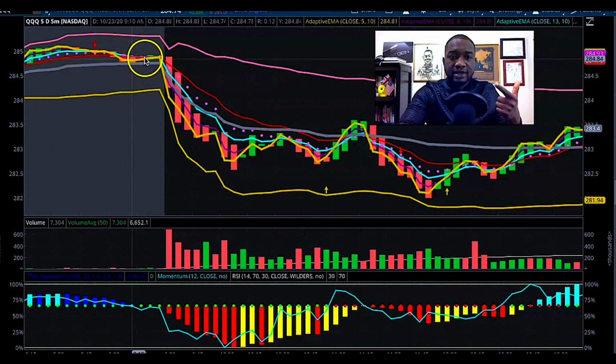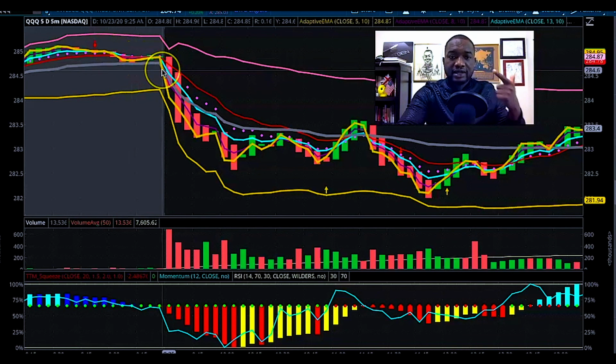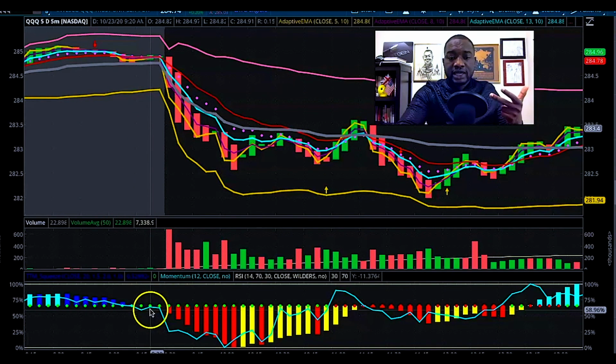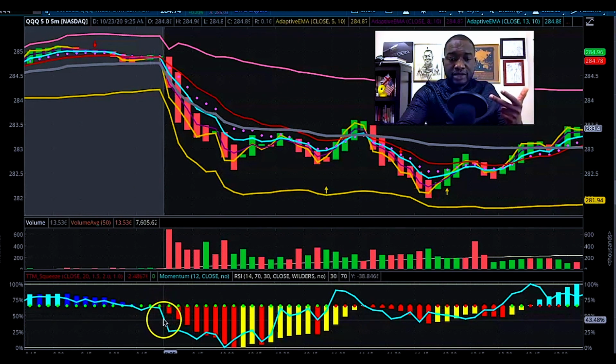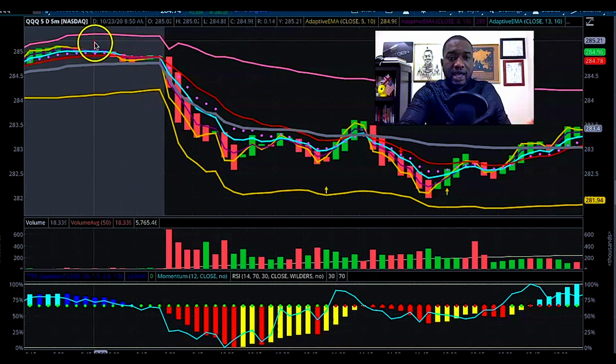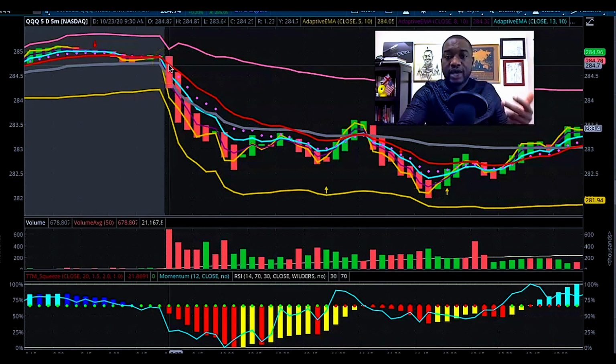Where's the EMA? This is the second thing I look at. The third thing I look at is what the TT squeeze is doing, and what the momentum is also doing, right? So as you can see, everything basically was sloping downwards. The TT squeeze right here, you see it started showing red. The momentum was basically pushing down, and this was a clear signal to sell, to buy puts.